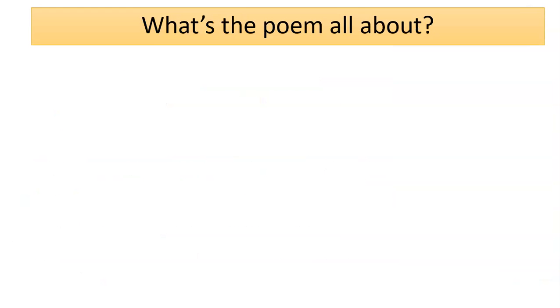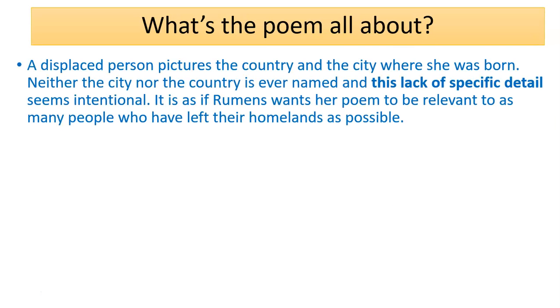Before we start reading through the poem, let me just give you an overview of what it's about. The displaced person, that's the emigree, and when you've been displaced, it basically means that you've been forced to leave a place, usually because of circumstances outside of your control. So in the poem, the emigree is picturing the country and the city where she was born. She doesn't actually name the city or the country specifically, and that seems to be intentional.